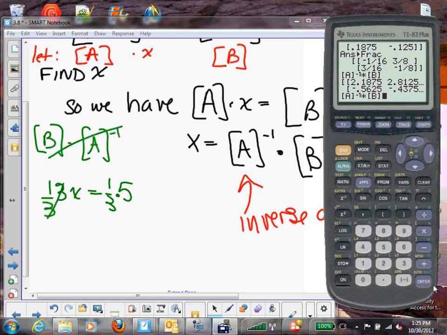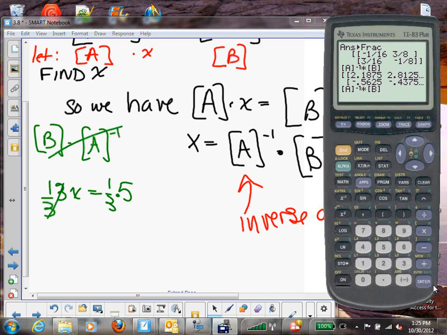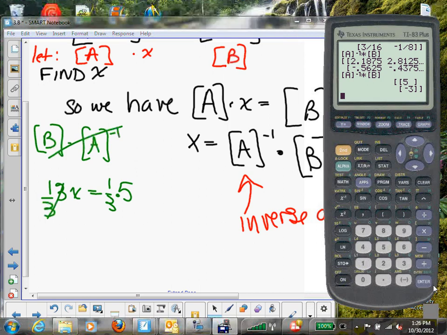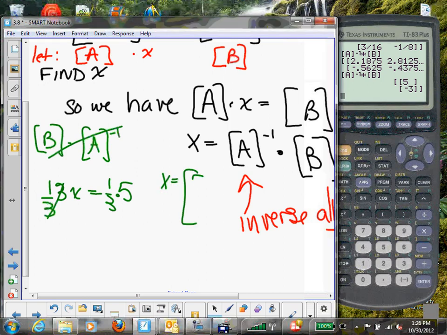So you're going to do A inverse times B, right? And you get 5, negative 3. So x is equal to 5, negative 3. Did we all get the same answer?